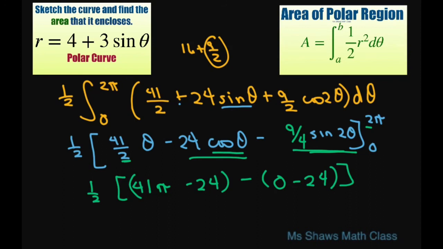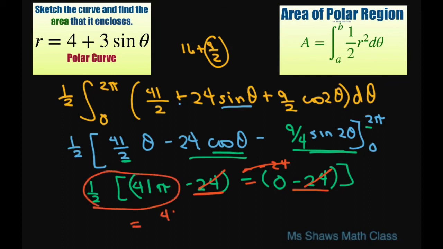This is going to give you negative 24 plus 24. So this is going to 0 out, minus a negative 24. So that's going to be plus. So we're left with just this, which gives us 41 divided by 2 pi.